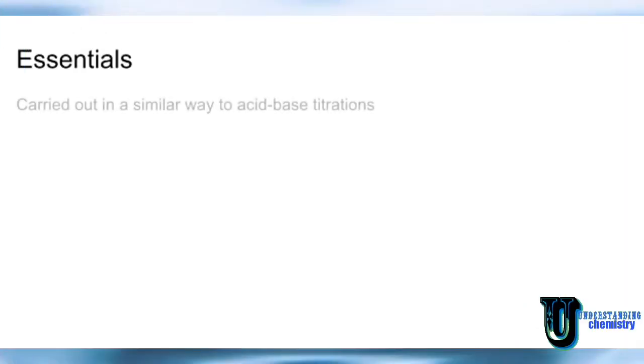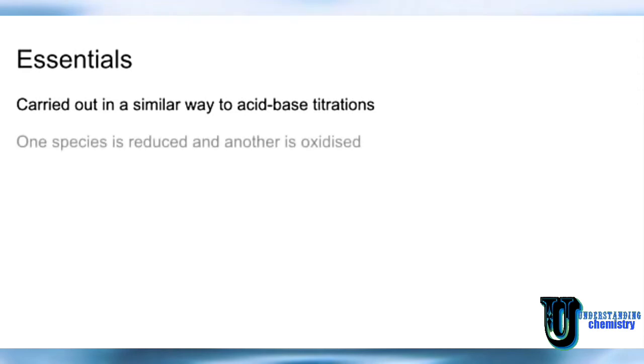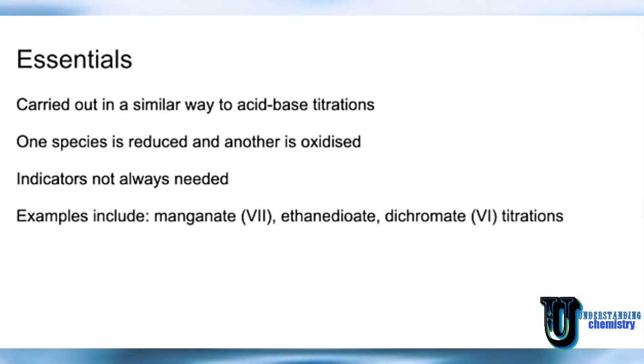So essentials first, they're carried out in a similar way to an acid-base titration. One species is reduced and another is oxidized. You don't always need an indicator, and that's because one of the chemicals is often coloured because it's a transition element, and as it reacts it changes colour, or the colour fades away, as you'll see when we look at the example. Some examples include manganate(VII) titrations, ethanedioate and dichromate(VI) titrations.